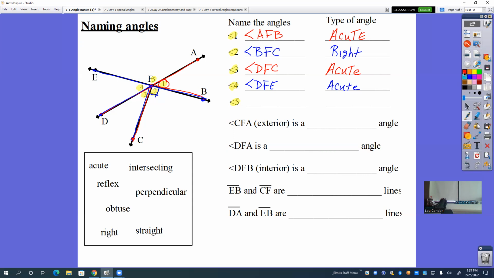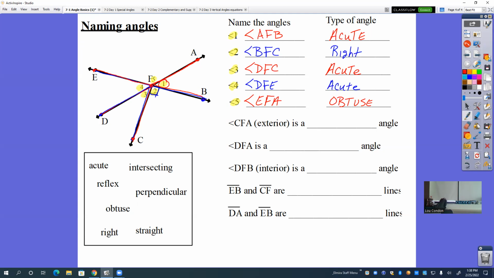And lastly, we have angle 5, which is E to F to A, and that is greater than 90. So EFA would be an obtuse angle because it's greater than 90, but it's still less than 180.